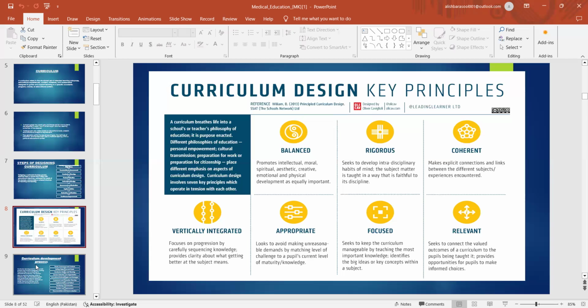A curriculum breathes life into a school's or teacher's philosophy of education. It is purpose enacted. Different philosophies of education, personal empowerment, cultural transmission, preparation for work, or preparation for citizenship, place different emphasis on aspects of curriculum design.